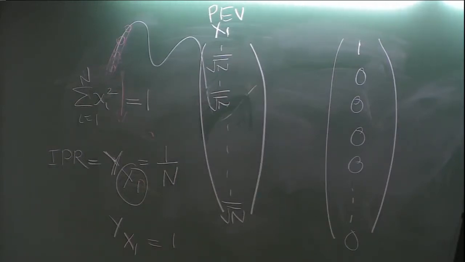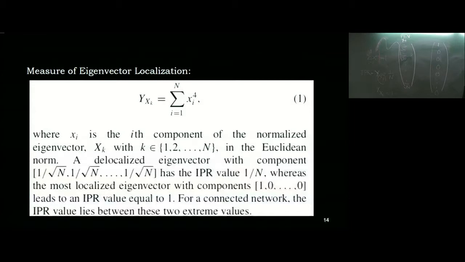But for a connected network, when you have y x1 equal to 1, it means all nodes are isolated. That's why any information which is in one node stays in that node and is not spreading. So that is localization. And for a regular graph, for instance a globally connected network, PV will be completely delocalized, because all nodes are equally contributing in the spreading of the information.